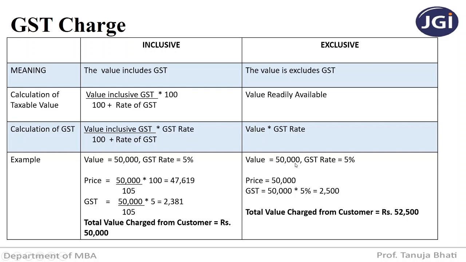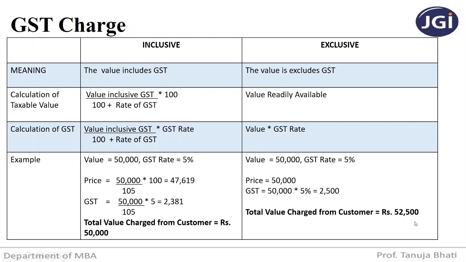Next, let us see the example of exclusive GST. So the value is 50,000, the GST rate is 5%. So the price is 50,000. Now this is exclusive GST, means still tax is not levied on this 50,000. So obviously if you want to calculate GST on this 50,000, you do 50,000 into 5%, 2,500, you get the GST amount. So total value that you're going to charge from the customer is the basic price, which is 50,000, and GST amount, that is 2,500. So total amounts to 52,500.